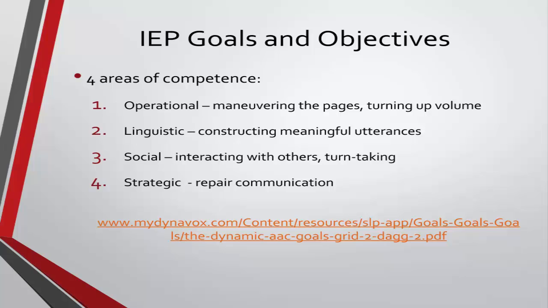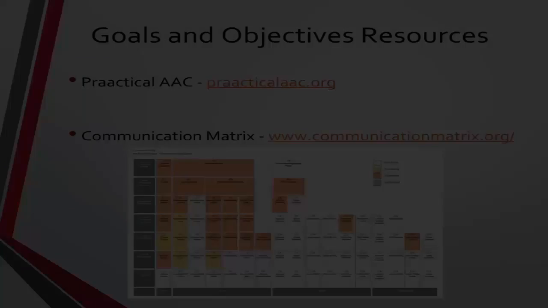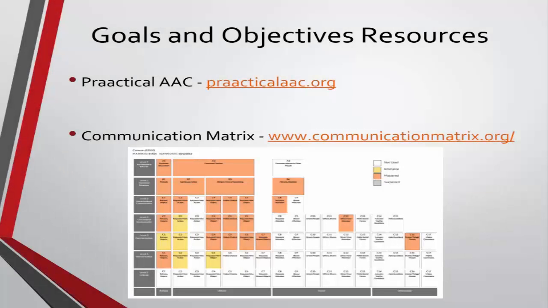And then also strategic goals, like how to repair miscommunication if people don't understand you, or if you can't find the book, what are some strategies that they can use. But these are all goals and objectives, and it's free from the Dynavox website. So I already told you about Practical AAC, great place. Okay, if you don't know about this, you've got to do it.